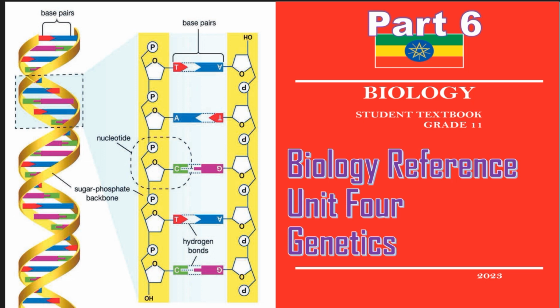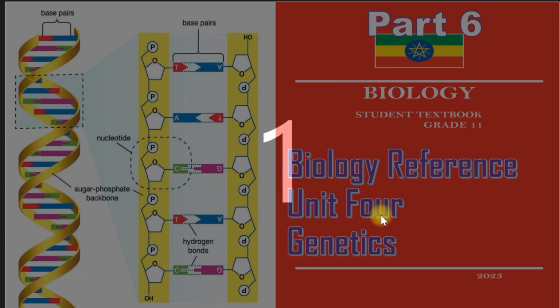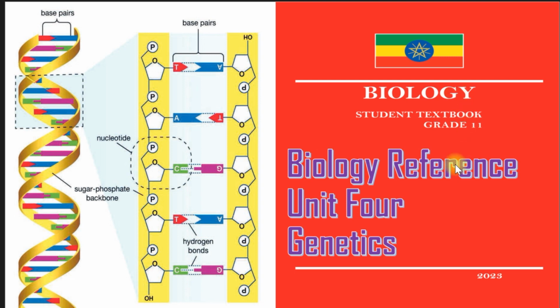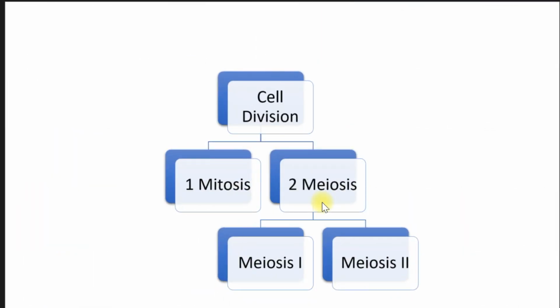In today's class we'll talk about the sixth part of grade 11 biology. In this part we'll talk about the continuous part of cell division. We talk about the types of cell division so far, and specifically mitosis in detail, the phases that exist in mitosis: prophase, metaphase, anaphase, and telophase. In addition to these four steps of mitotic division, we also talk about the cytokinesis process and the karyokinesis process. Today we'll talk about the second type of cell division known as meiosis.